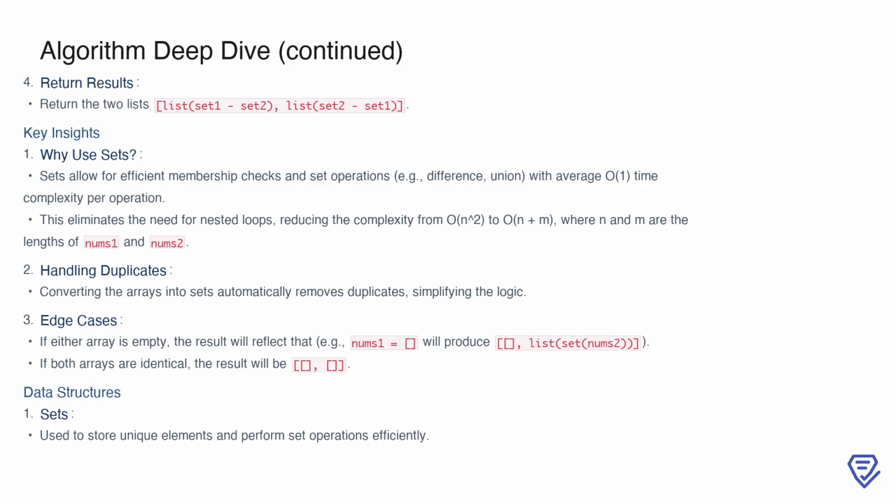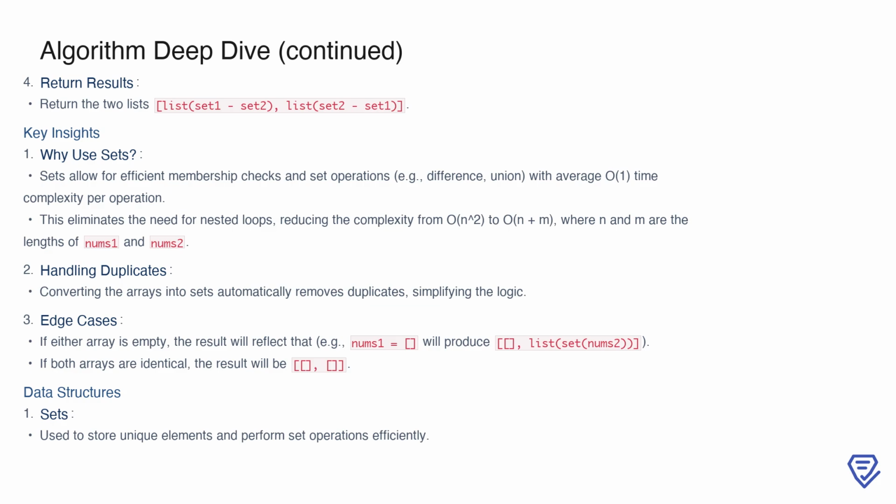This eliminates the need for nested loops, reducing the overall complexity to O(n + m), where n and m are the lengths of the input arrays. Another benefit of converting arrays to sets is that duplicates are automatically handled, simplifying the logic. For edge cases, such as when one or both arrays are empty, the algorithm naturally handles these scenarios.